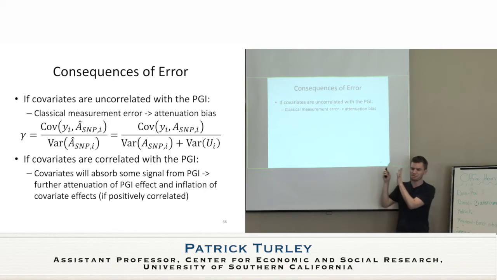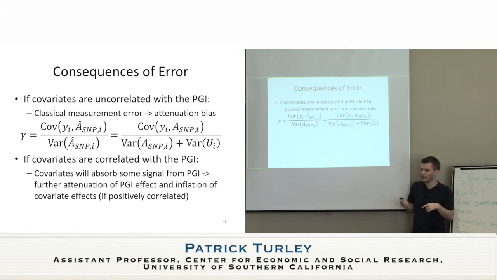Well, this is basically classical measurement error, right? The error in the PGI is the sum of a bunch of measurement error coefficients, and by the central limit theorem, those are normally distributed, and so the sum of the normally distributed error across all SNPs is also going to be normally distributed. So this is like beautiful, perfect classical measurement error, which means this is going to lead to attenuation bias. And the amount of bias that you would expect to see is pretty predictable, right?